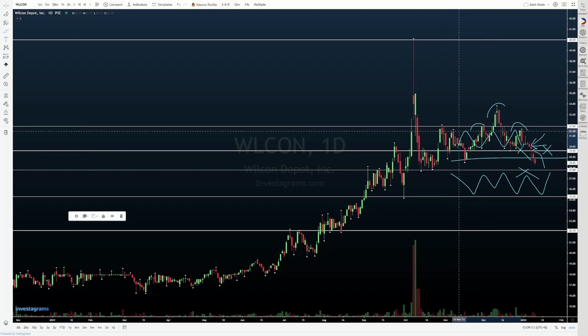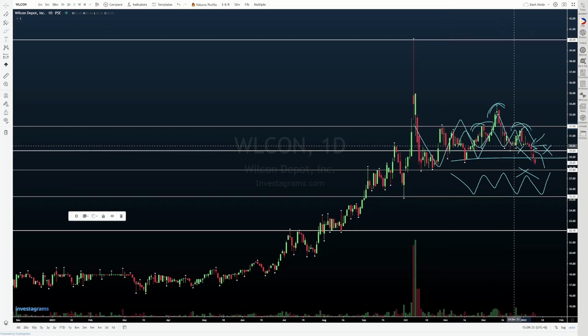Okay? Yes, I understand na it is still trapped within this larger range here. And even though sinasabi ko na nabasag natin tong head and shoulders na to, it's still trapped within the larger range. So, maaari na hanggang dito lang siya sa 27.8 makahanap ng support. Okay, so let's see. Let's see what happens moving forward dito po sa WLCON.